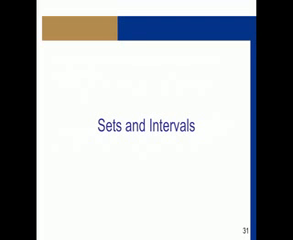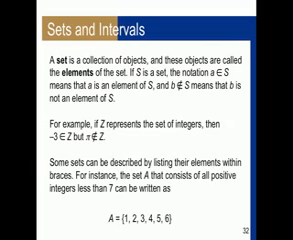Mr. Clark's now going to do sets and interval notation. Okay, a set is a collection of objects. These objects are called elements of the set. If S is a set, the notation a ∈ S, a symbol that looks like an E, means that a is an element of S. b with the little E with a scratch through it means that b is not an element of S.